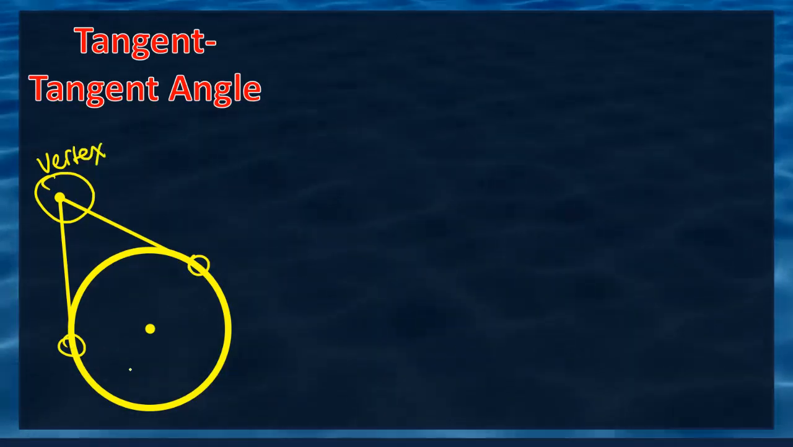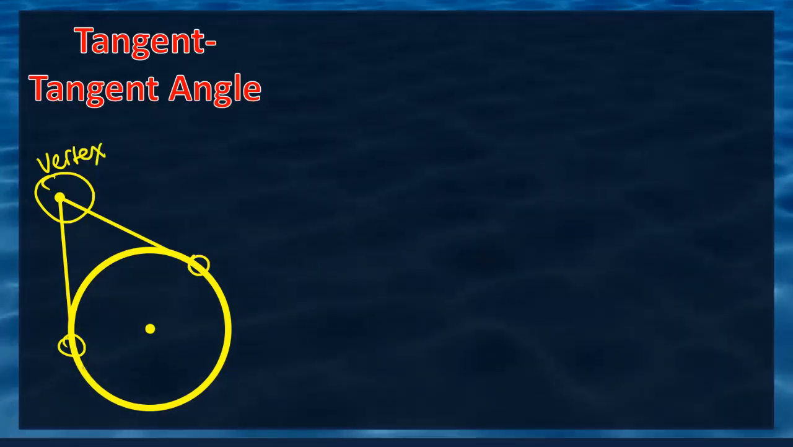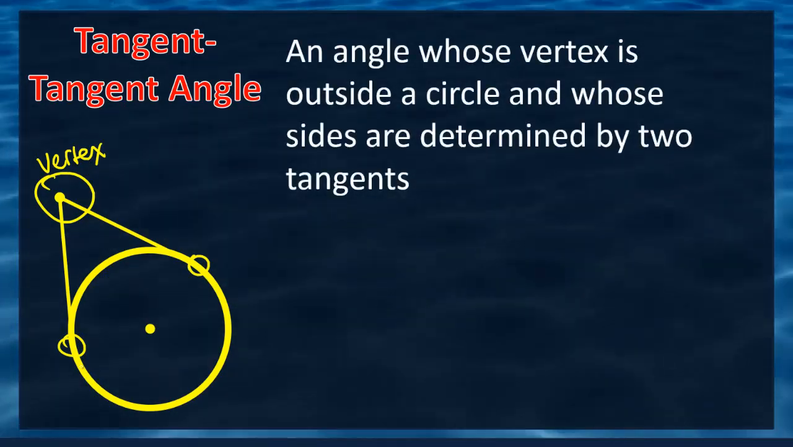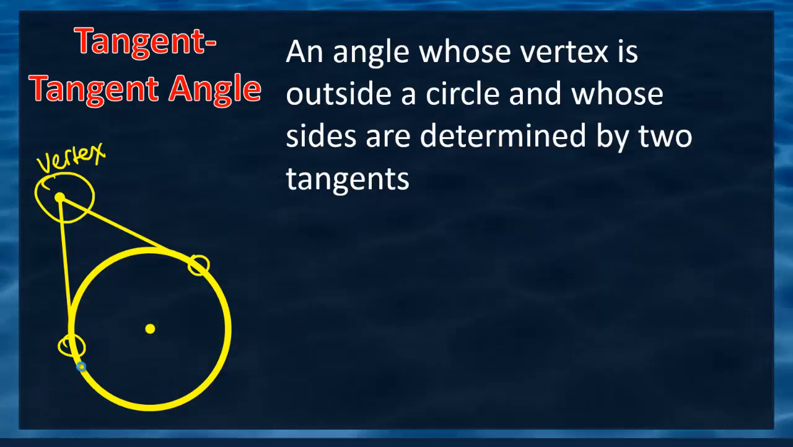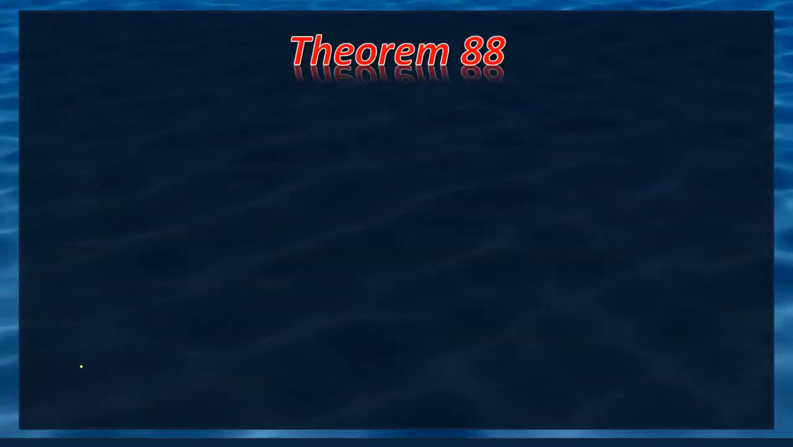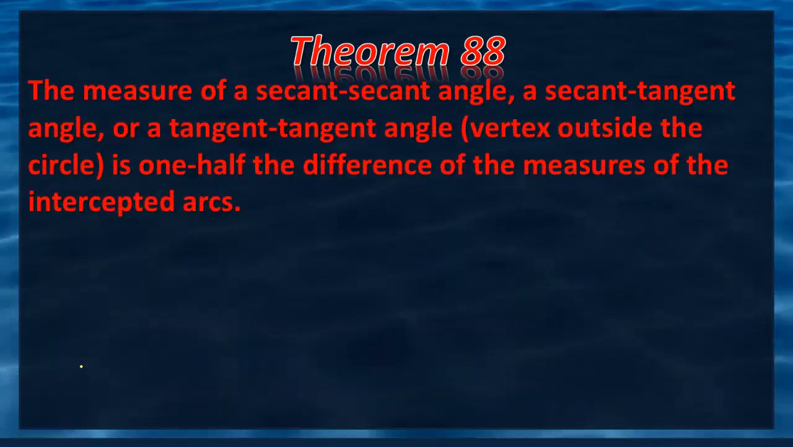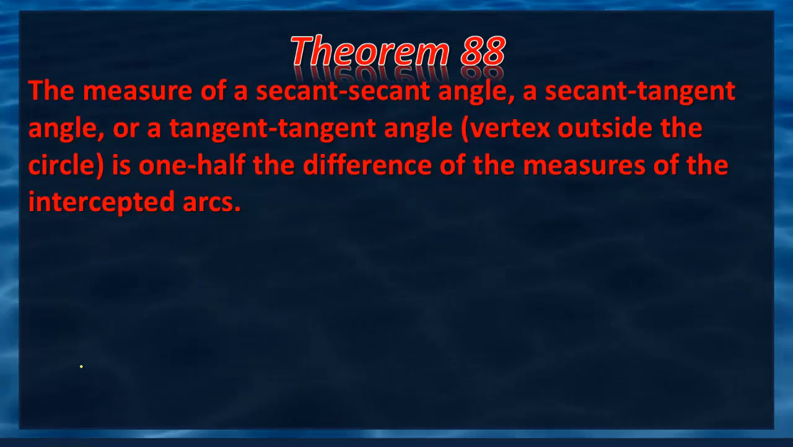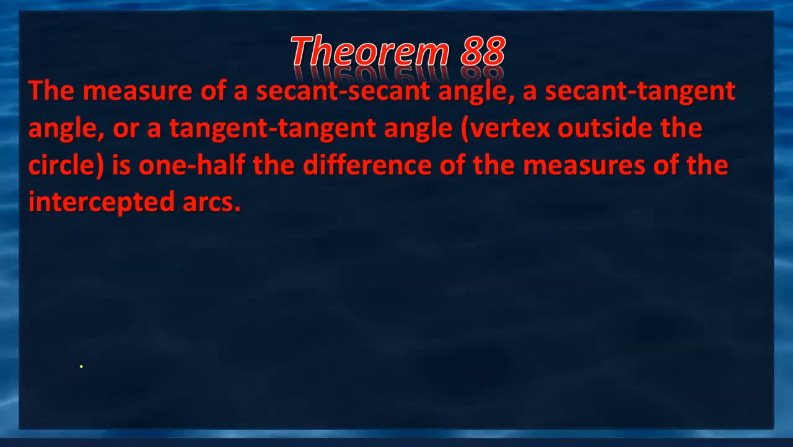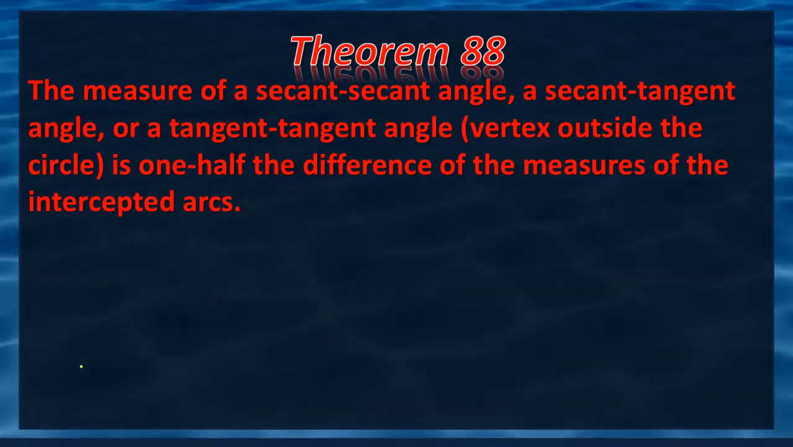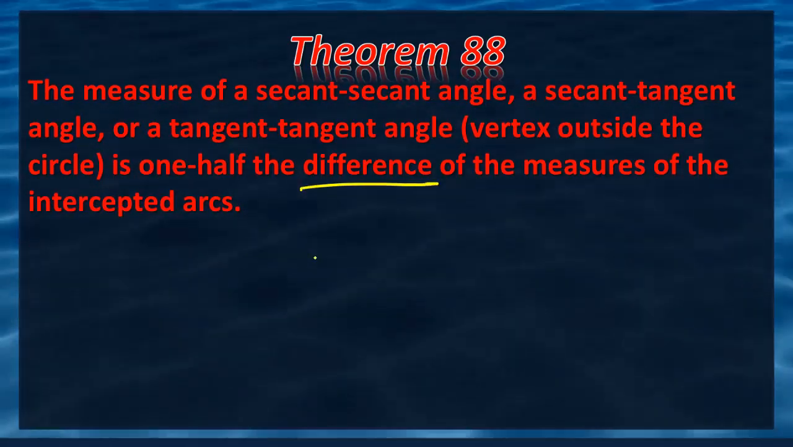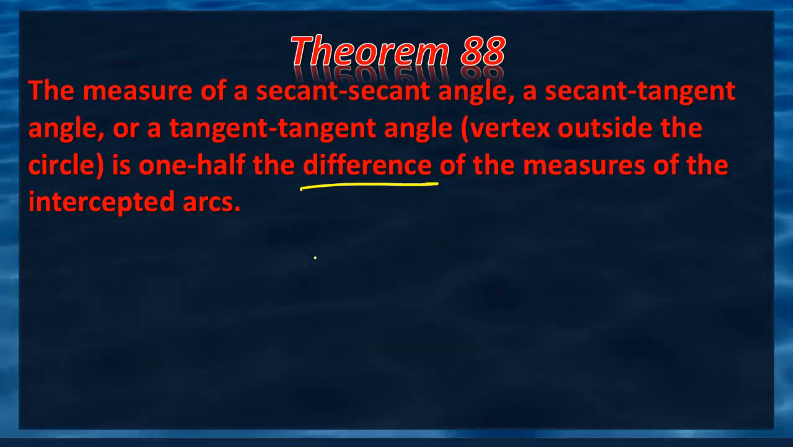And these never actually cut inside, but they do touch the circle. And that's an angle whose vertex is outside a circle and whose sides are determined by 2 tangents. All right, and these all fall under Theorem 88. And that's the measure of a secant angle, a secant tangent angle, or a tangent angle. These are all vertex outside the circle, is 1/2 the difference of the measures of the intercepted arcs.